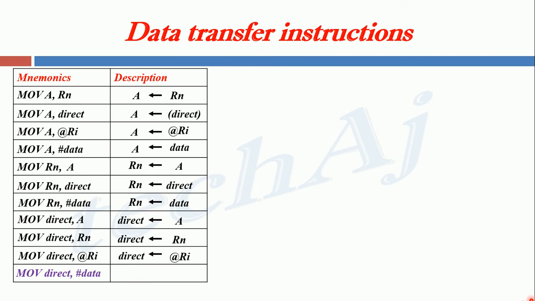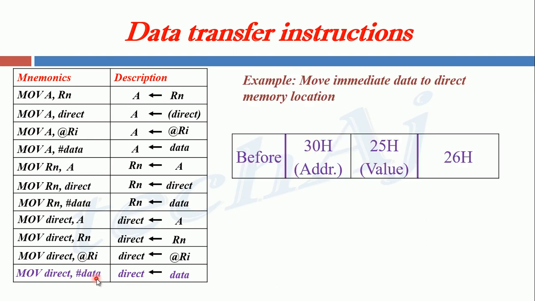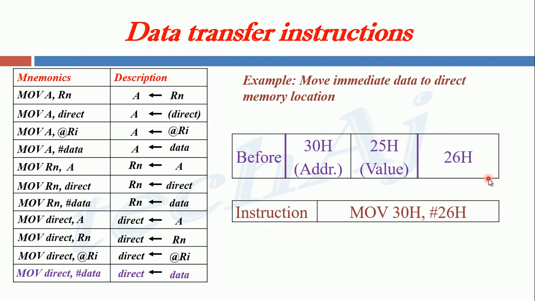Next instruction is MOV direct, #data. This instruction will copy the immediate data present in the instruction into the address location represented by direct. For example, suppose we have the address 30H. At this address location, we have stored the value 25H. Now, if we want to modify this value with the new value 26H, we have to use the instruction MOV 30H, #26H. This instruction will copy the immediate value 26H at the address location 30H.